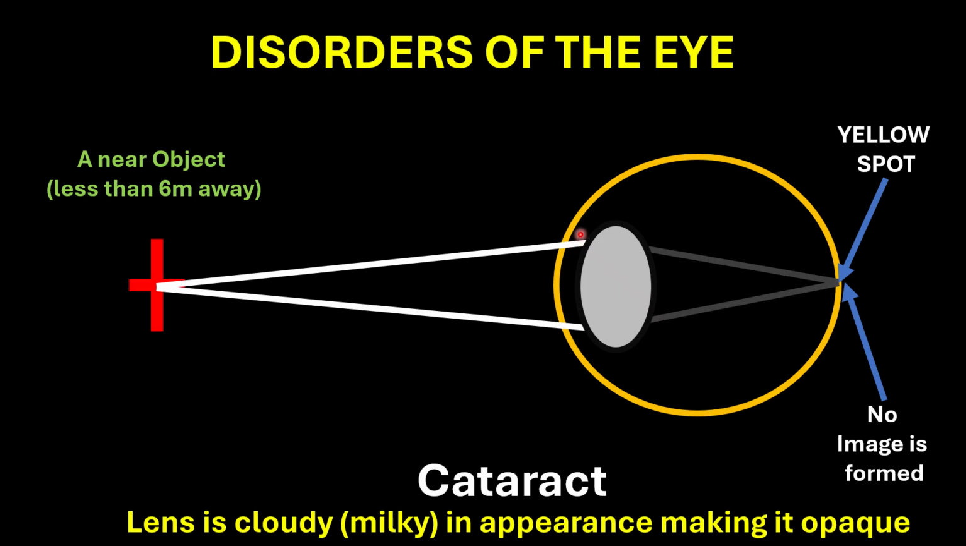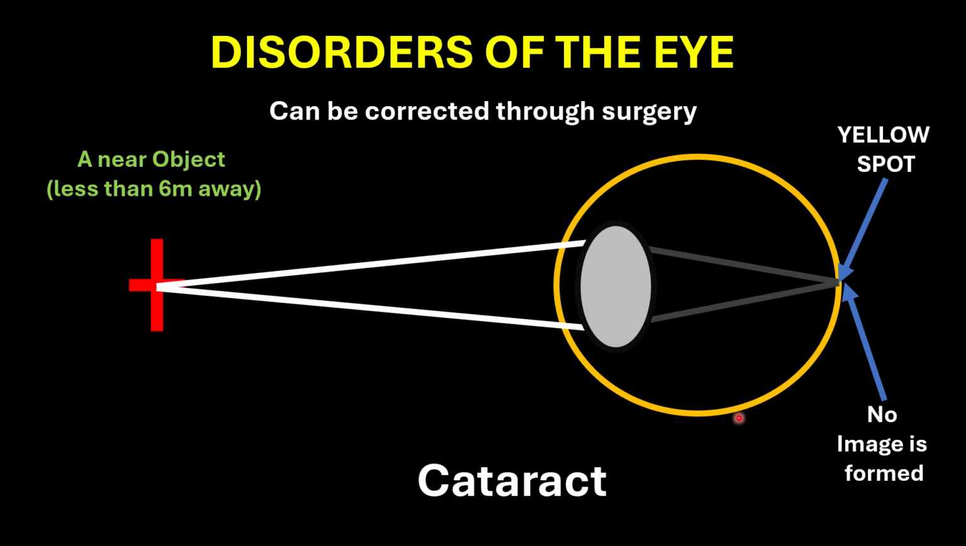That is why, even though the eyeball is perfect in shape and the lens is actually changing shape all right, yet no image is forming because the lens is opaque, and an opaque object will not allow light to pass through. So because there is no light passing through, no image will form, hence the person is declared blind.